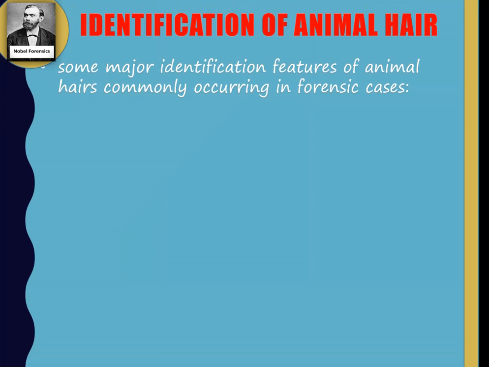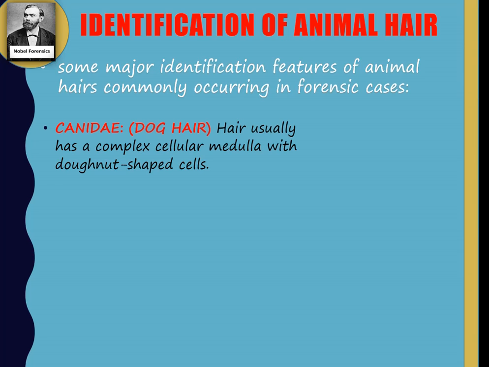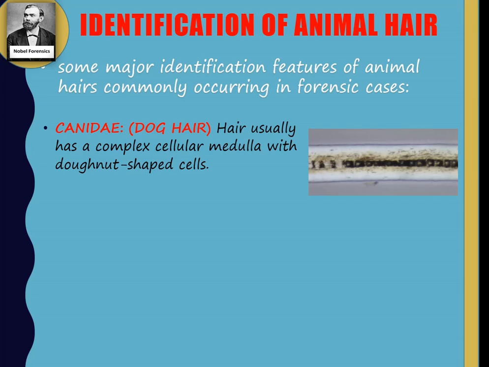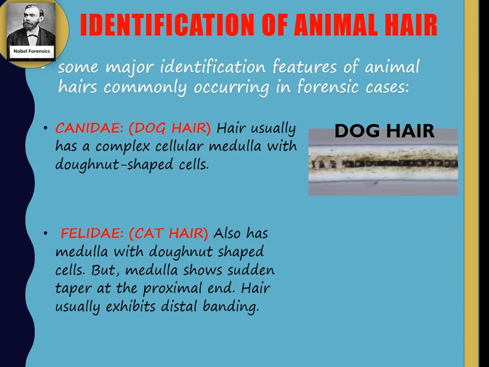In identification of animal hair, there are some animals and their features here. Some major identification features of animal hairs commonly occurring in forensic cases. Canidae means dog hair. Hair usually has a complex cellular medulla with donut shaped cells in dog hair. Then coming to cat hair, Felidae, which also has a medulla with donut shaped cells, but the difference between dog hair and cat hair is that the medulla shows a sudden taper at the end.